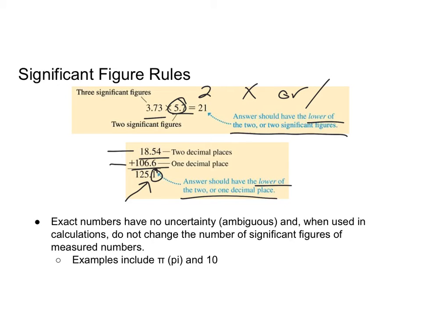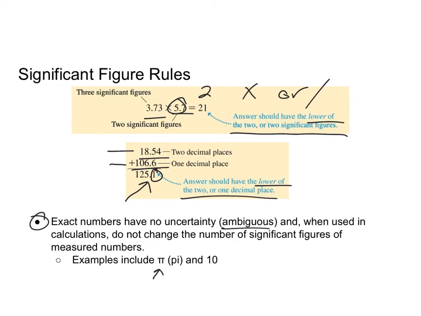Now, there are some other exceptions. That's just when we're adding and subtracting, but sometimes I have what's called exact numbers, and I like to call those numbers ambiguous. They're kind of confusing, and when we use them in calculations, we ignore them. Some of our examples are pi. Pi is a precise number. It has an infinite amount of decimal places. So how many sig figs does it have? Well, it's infinite. So let's just ignore it. Let's not use it in our calculations.